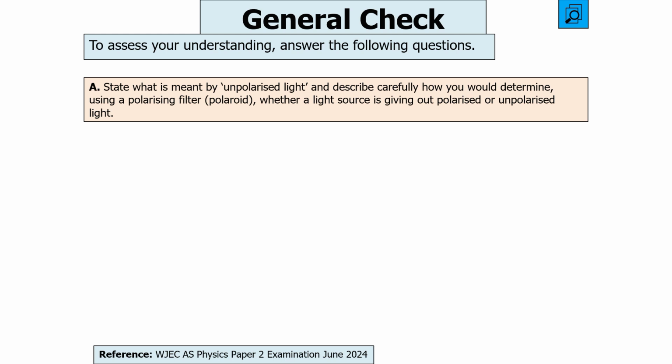The next question says, state what is meant by unpolarized light and describe how you can determine using a polarizing filter whether a light source is giving out polarized or unpolarized light. So pause the video now, then unpause the video when you want to go through your answer.